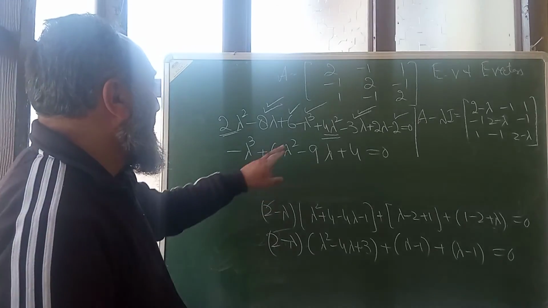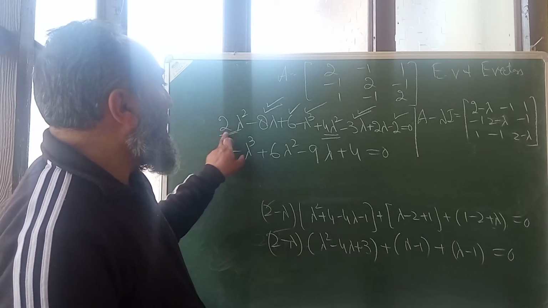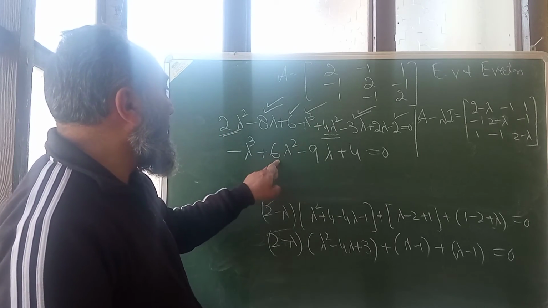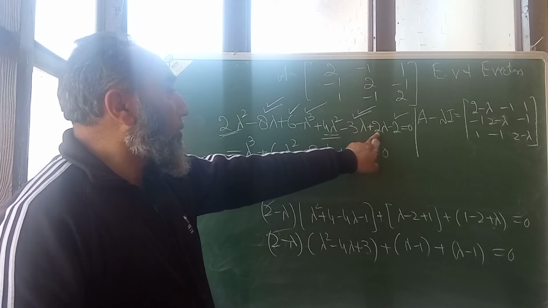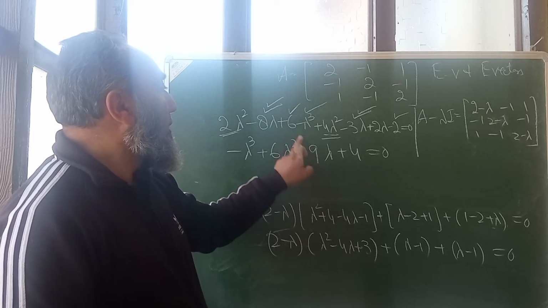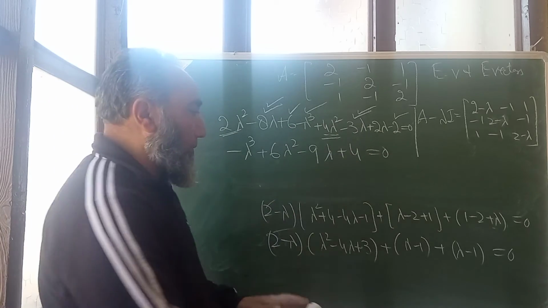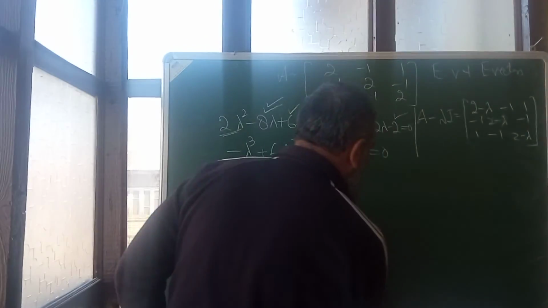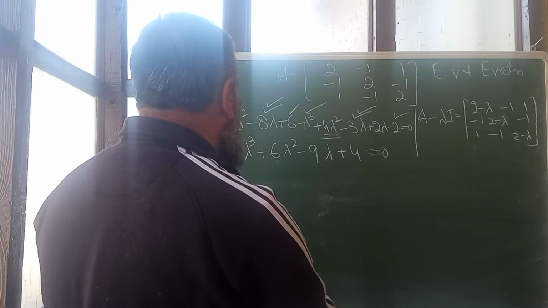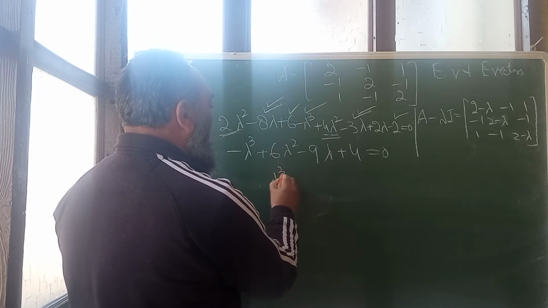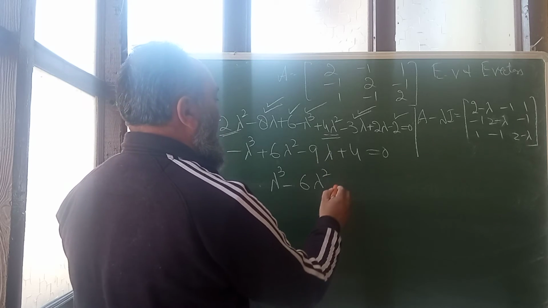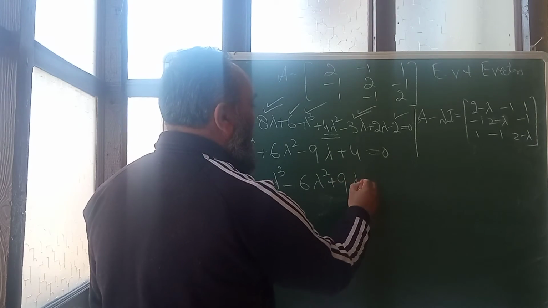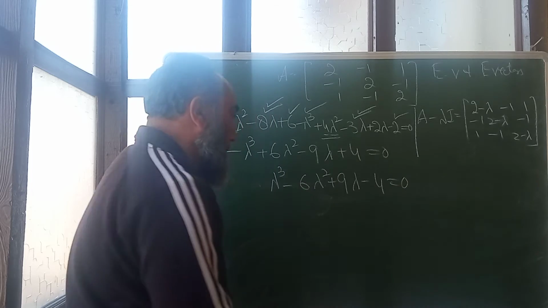Okay. Minus lambda cube, 2 lambda square, 4 lambda square is 6 lambda square, minus 8 lambda, minus 3 lambda is minus 11 lambda, plus 2 lambda, it is minus 9 lambda. 6 minus 2 is 4. So finally, the characteristic equation is lambda cube minus 6 lambda square plus 9 lambda minus 4 equal to 0.